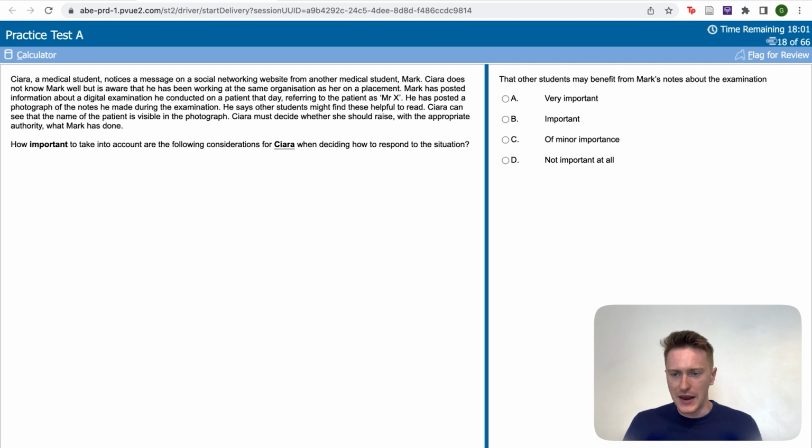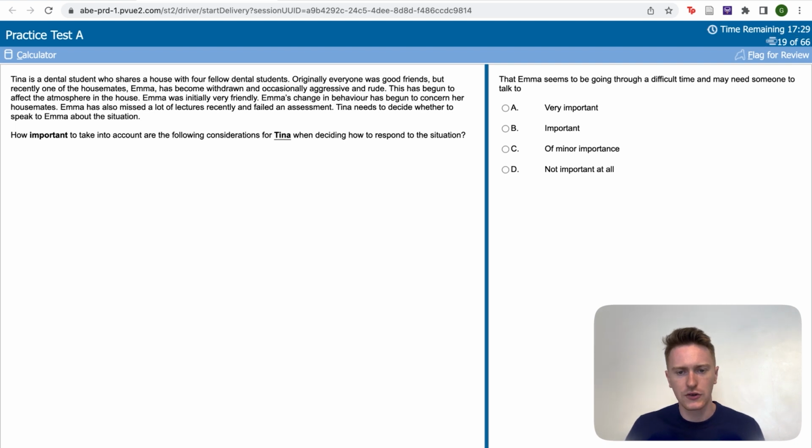The other students may benefit. Now, this isn't B or A, because the real concern is that we need to deal with this. We need to take away this post, basically. You need to protect patient confidentiality. However, it's not important at all. The sentiment was correct. It's about sharing information, helping your colleagues. So this is one that I would put as minor importance, because clearly it doesn't affect any decision about what's done with the notes, but it is worth considering that some of the intention was correct.